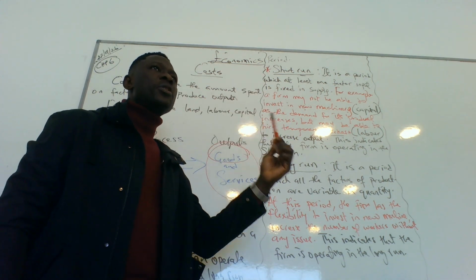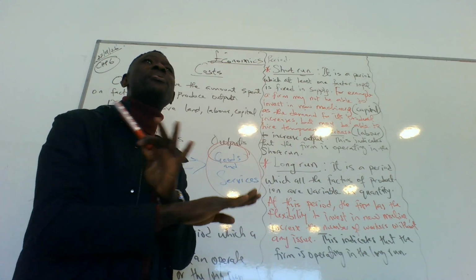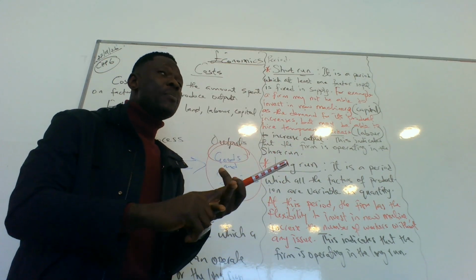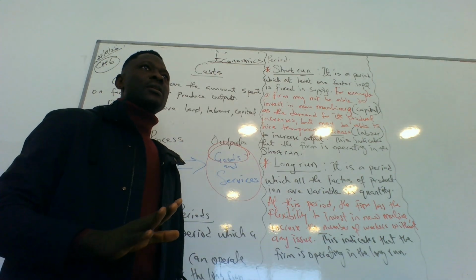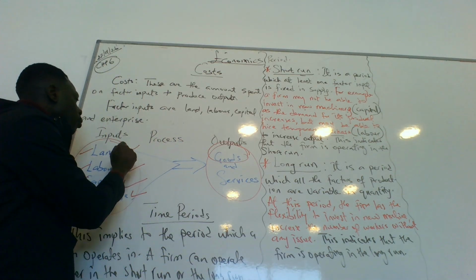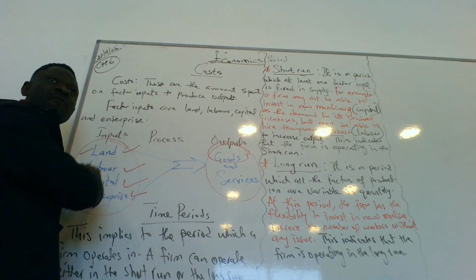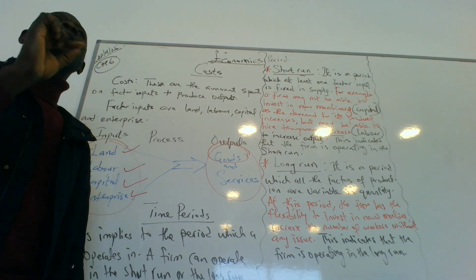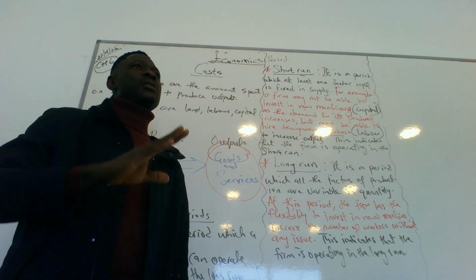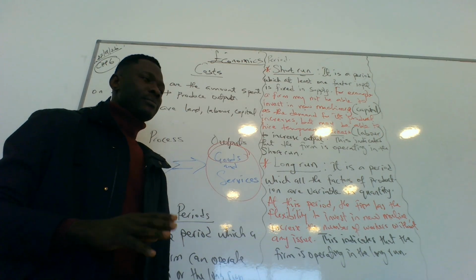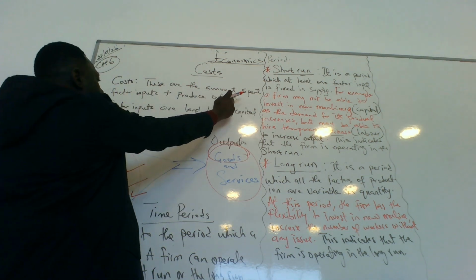Without the factors of production, we don't have a product. Without land, without labor, without capital, without enterprise, we cannot have a product. If one is missing, we can't still have a product. We need the 4 factors of production to be able to produce a product. So the amount we spend on them is called cost. Do we understand cost here? Yes. So cost is what? The amount spent on the factor inputs to produce output.